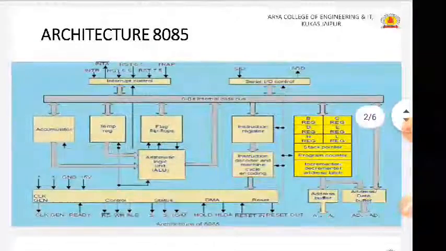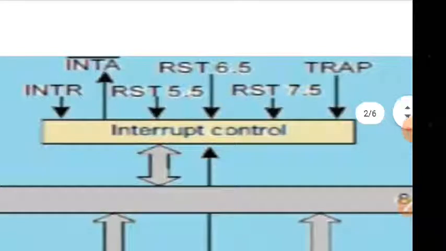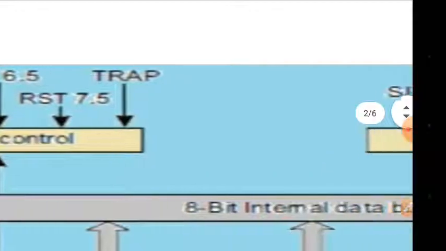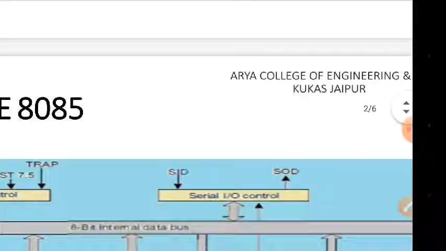This is the architecture of 8085. There are interrupt control and serial input output. This block shows the interrupt control. Interrupt control has 5 incoming signals: RST 5.5, RST 6.5, RST 7.5, TRAP and INTR. And there is one output signal, that is INTA. The interrupt control unit controls these interrupts, and serial input output controls serial input data and serial output data. SID and SOD are 2 pins.